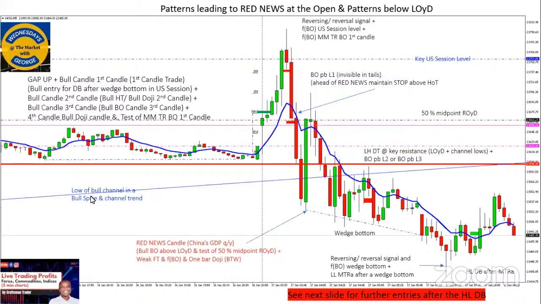On the daily chart, the market created in January a bull breakout, the first two candles of the year, and a channel. So it's a bull spike and channel trend. This low here, this blue line here, is the low of the bull channel on the daily. So a very significant level of resistance and support, hence all this reaction around it, which has carried on through into today. So there was a failed breakout beneath it by the bears. We didn't get the follow-through. Bulls reversed it.